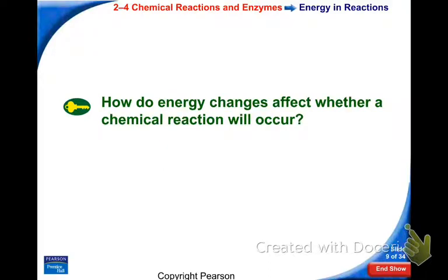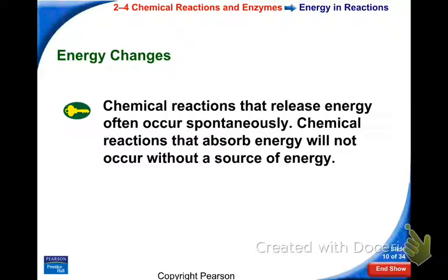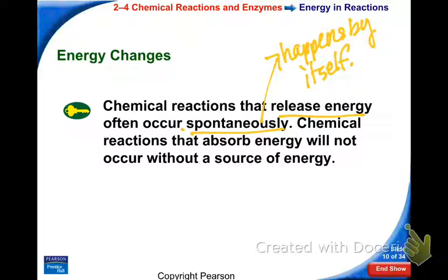So how do energy changes affect whether a chemical reaction will occur? How do we know if a chemical reaction is going to happen in the body? If energy is released, then the reaction is going to happen spontaneously, so releasing energy is spontaneous. That means it happens by itself. But if energy needs to be absorbed, if it requires energy for it to happen, then it has to have that source of energy. So energy is needed.